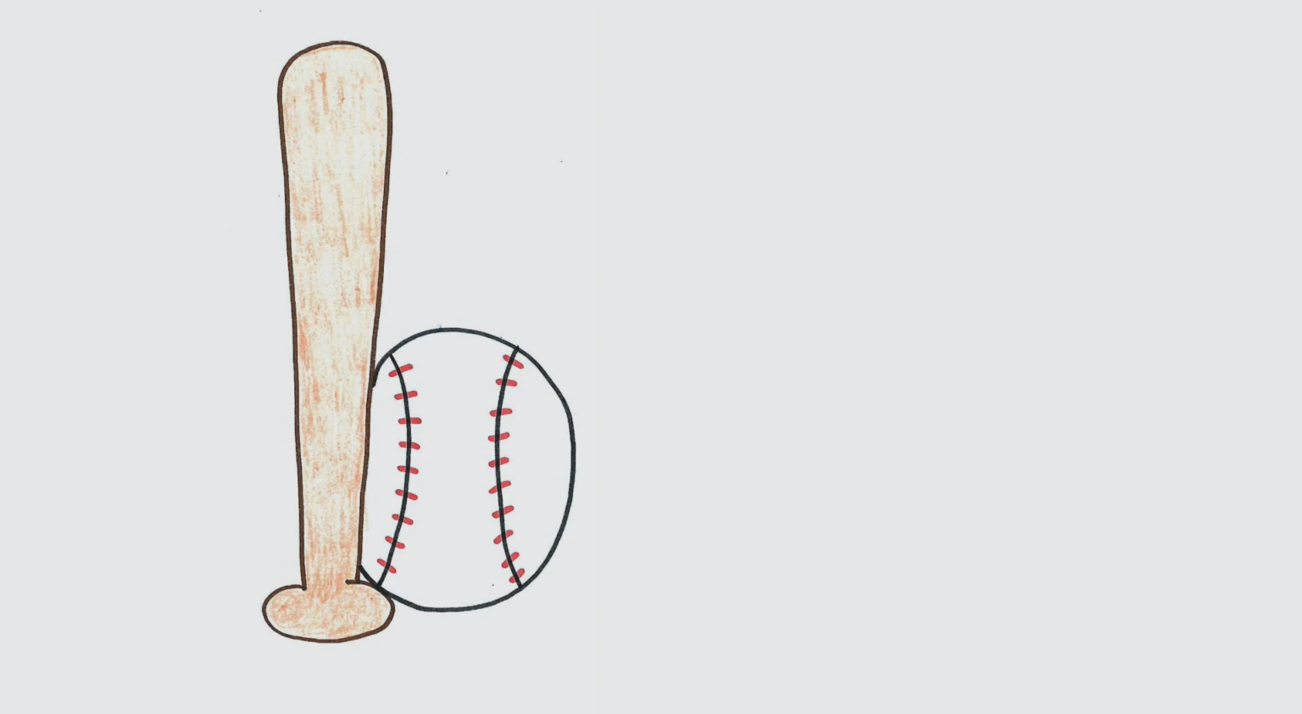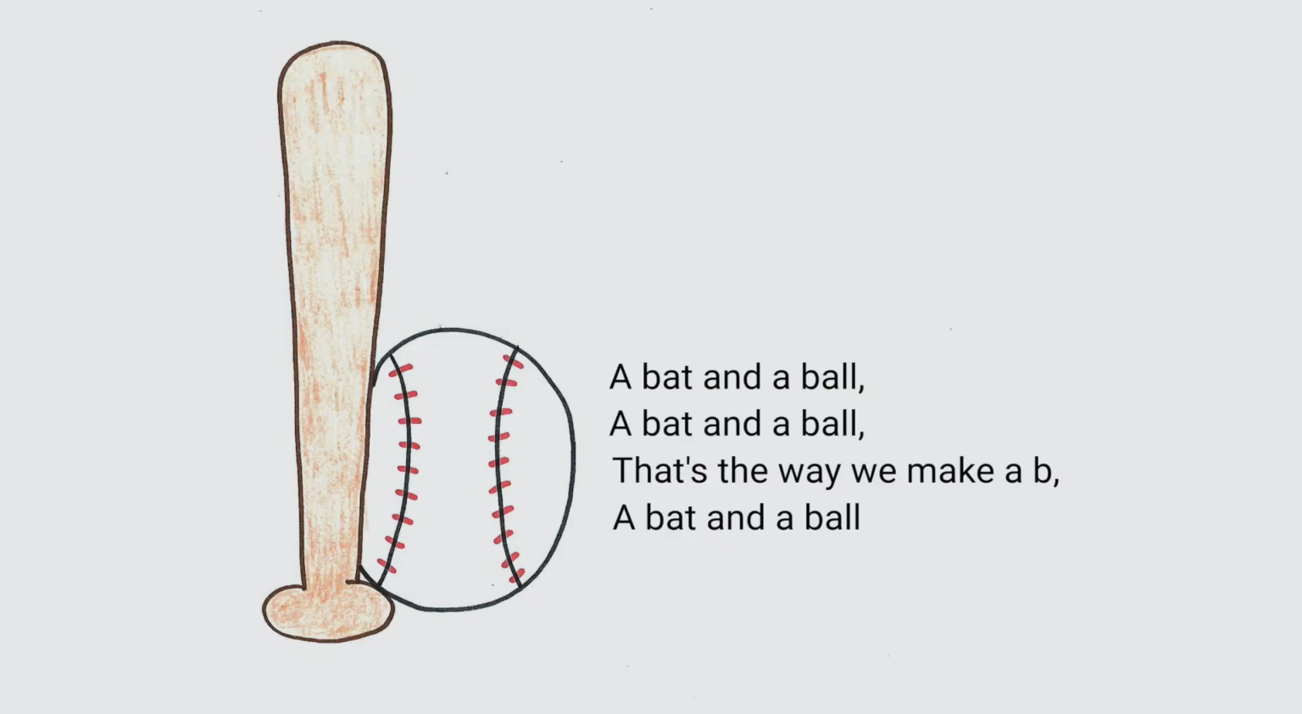Now, you can find this song easily online in any internet search. But I would sing the song, "A bat and a ball, a bat and a ball. That's the way we make a B, a bat and a ball." And we would write it in the air. I don't care how old the child was. If I was working with a child tutoring, we would do that.